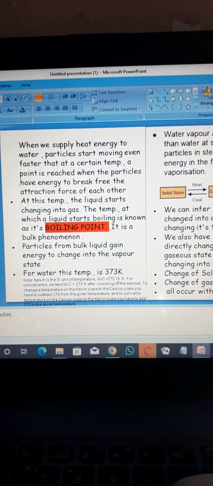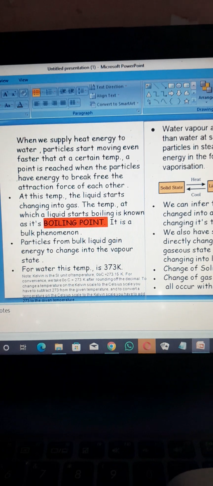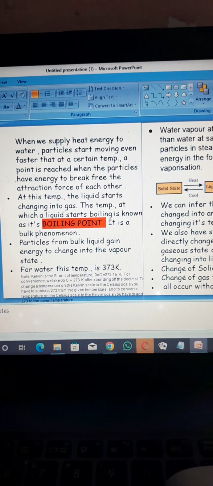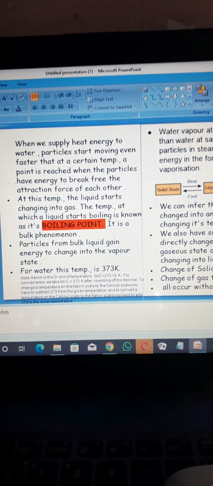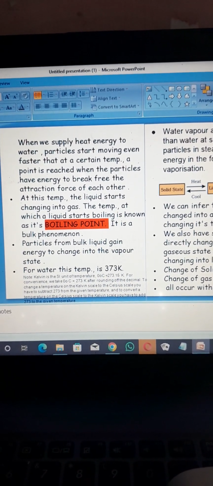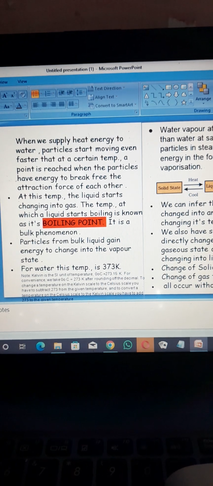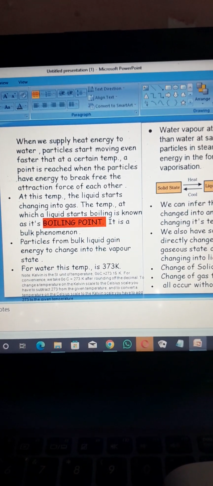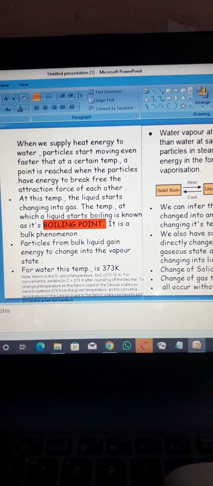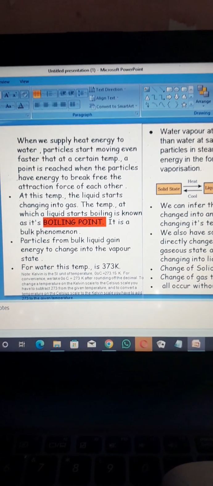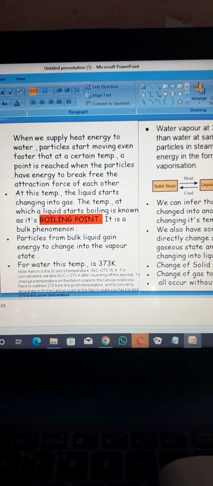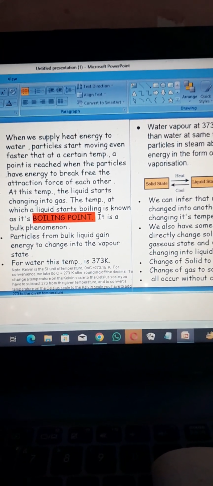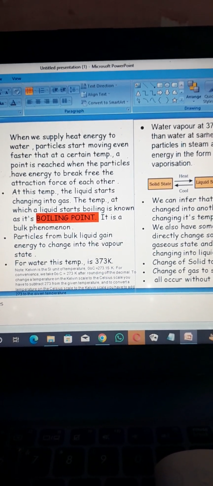273.15 Kelvin. For convenience, we take 0 degrees Celsius as 273 Kelvin, after rounding off the decimal point. So to convert from the Kelvin scale to the Celsius scale, we have to subtract 273 from the given temperature, and to convert the temperature from the Celsius scale to the Kelvin scale, we have to add 273 to the given temperature. So the boiling point of water is 100 degrees Celsius, so we have to add 273. So for water the temperature is 373 Kelvin.